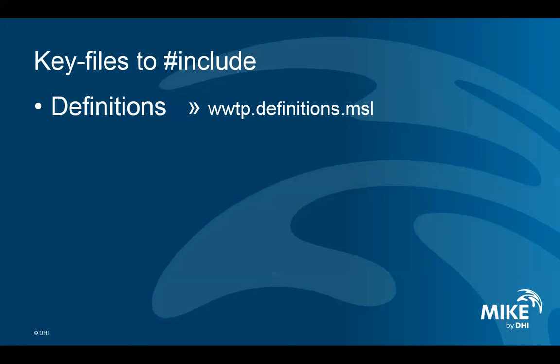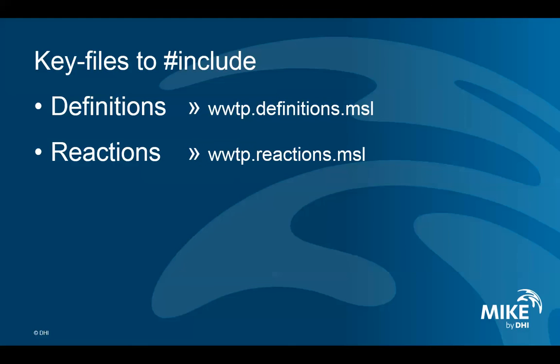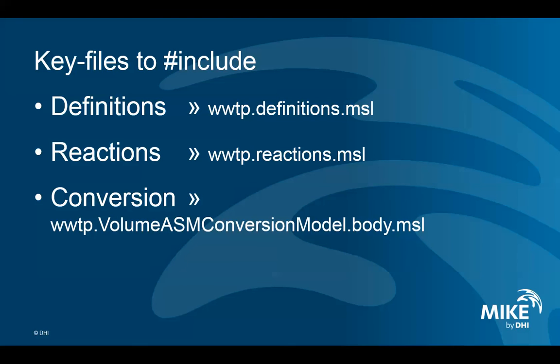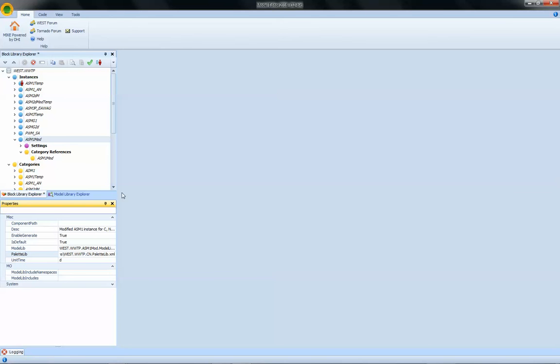The first file is a definition file. It indicates the components, the state that form the state vector of my new category. Then the reactions file, the list of processes of my new category, and the conversion file, which describes the GUI matrix of my new category. I have to add these three files to respectively the definitions MSL, the reactions MSL, and the volume ASM conversion model body MSL. This is what I'm going to do next.